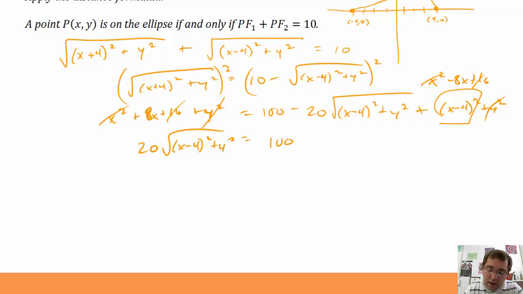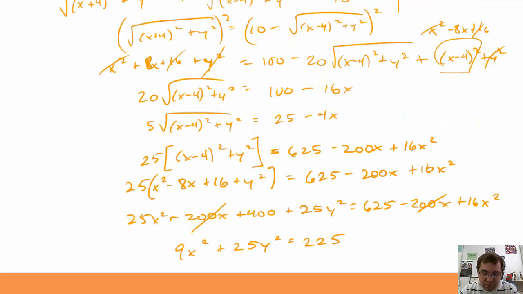I'll have a 100 minus a 16x on the right-hand side. That's a negative 8x that was already over there, minus the 8x that I moved over from the left-hand side. Now, to save time in this video, I'm going to jump ahead, and magically, pop! I end up with this, 9x squared plus 25y squared equals 225.